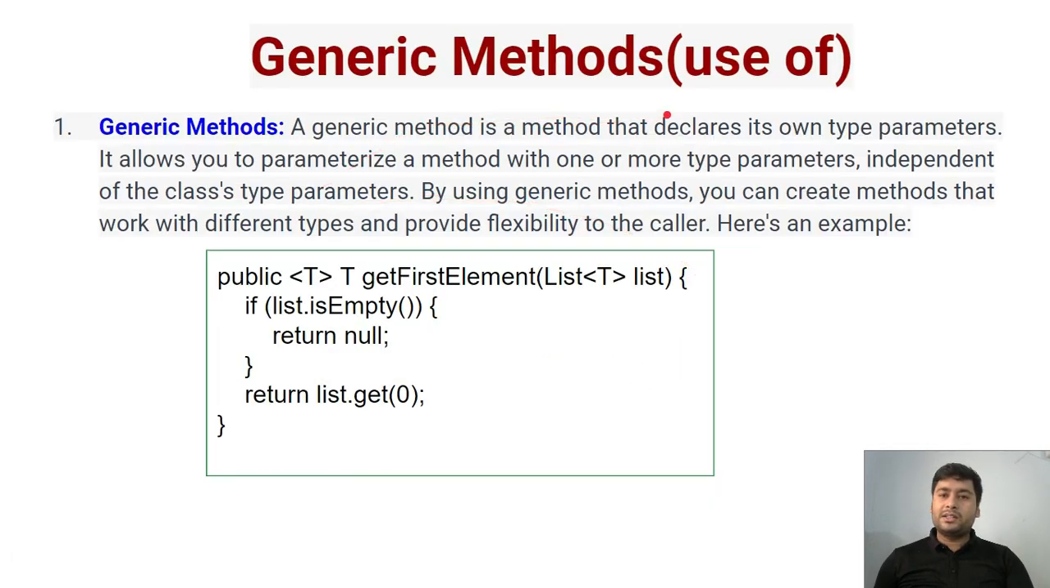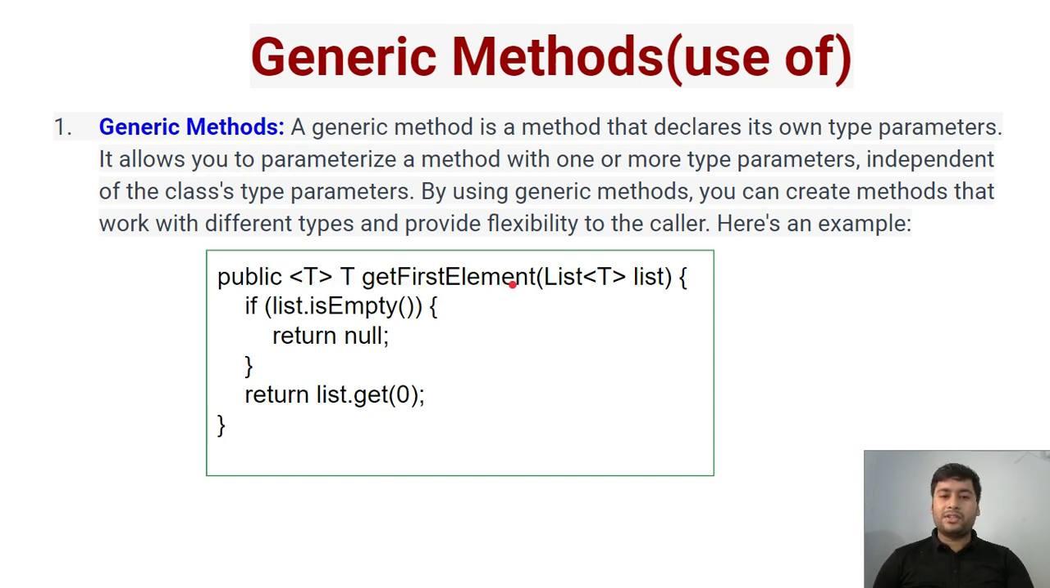We can also use generic methods. A generic method is a method that declares its own type parameters. It allows you to parameterize a method with one or more type parameters independent of the class's type parameter. By using a generic method, you can create a method that works with different types and provides flexibility to the caller. Here is the example. If you want to provide a generic method, we write public <T> here. What is the meaning of T? T means whatever type you set, that will be supported. It is not a fixed type. That is the generic.